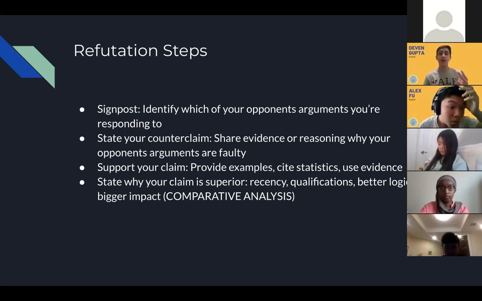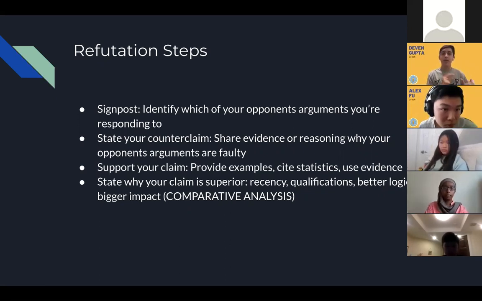Then, second, you want to state your counterclaim. Share evidence or reasoning why your opponent's arguments are faulty. This is where you actually use those technical terms we were just talking about, the D-link and the turn. This is your counterclaim. Then you want to support your claim. Give your evidence, your examples, and cite your statistics.